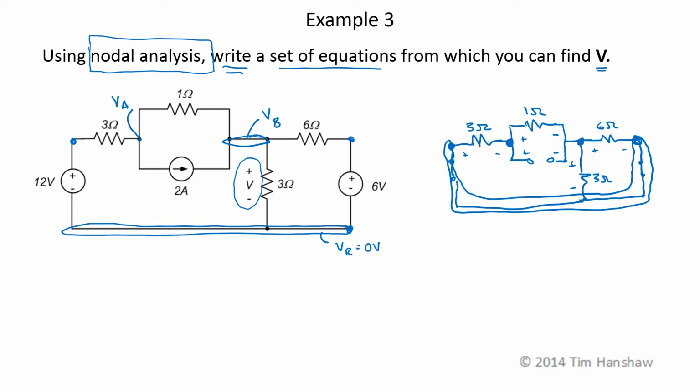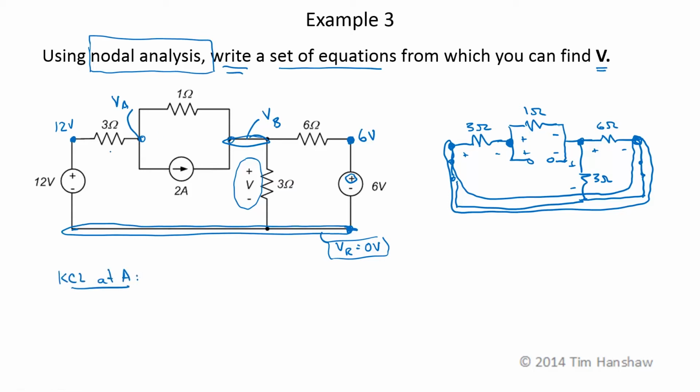Now I need to assign the voltages at the dependent nodes. If this voltage is 0 volts, the voltage up here is 6 volts higher than 0. So this voltage becomes 6 volts. The voltage over here above the 12-volt source is going to be 12 volts above this voltage, which is 0 volts. 0 plus 12 is 12 volts. Now I can do KCL at nodes A and B.